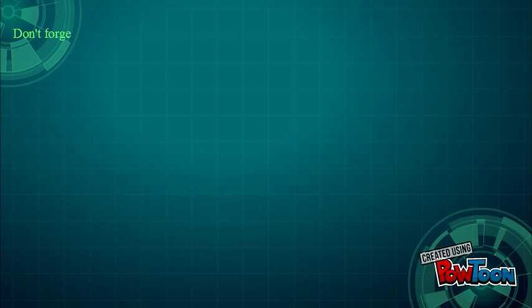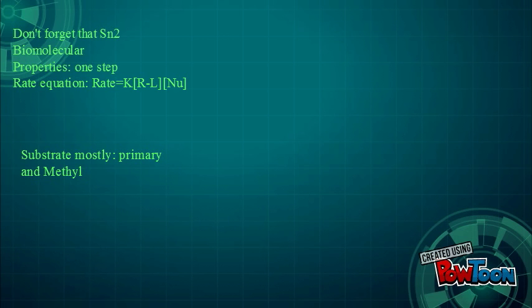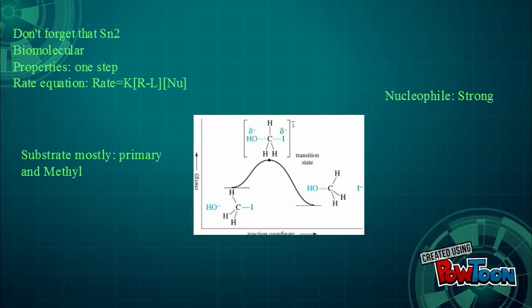The SN2 rate law states that the reaction is dependent on the concentration of a strong nucleophile and prefers a methyl or primary substrate, but it can still occur with a secondary substrate.